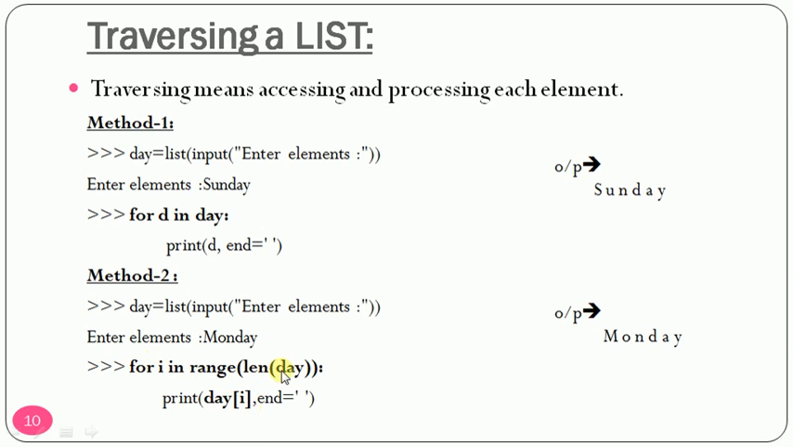Index is generated using the for loop, and in this way also you can display the elements, but the first one will be easier when we compare. Here range also needs to be used, and indexing needs to be used. Here we are just taking out one by one and displaying that. So this is how we traverse through a list.